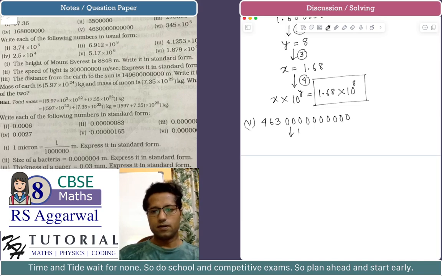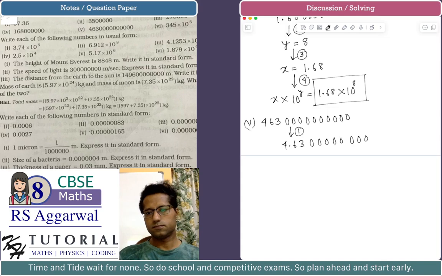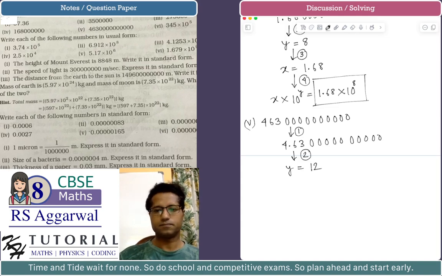So after step 1, I will put a decimal point after the leftmost digit. So it becomes 4.63 and 10 zeros. Now I will find y, which is the number of digits to the right of the decimal point. So we have the digits 6 and 3 and then 10 zeros. So it means y equals 12.